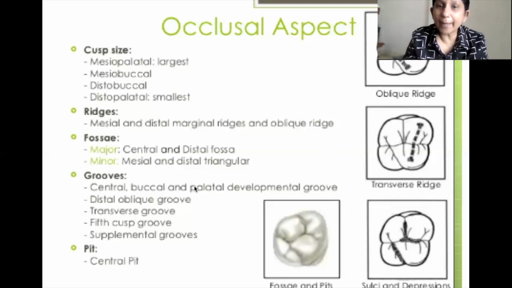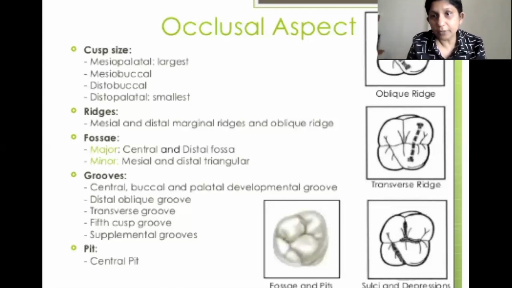Now the buccal and palatal developmental grooves, I've already explained on the buccal aspect and the lingual aspect. That is, the buccal developmental groove will separate both the buccal cusps, and it is seen on the buccal aspect, and it will go towards the buccal aspect. And the palatal developmental groove will separate the two lingual cusps, and it will go towards the palatal aspect.